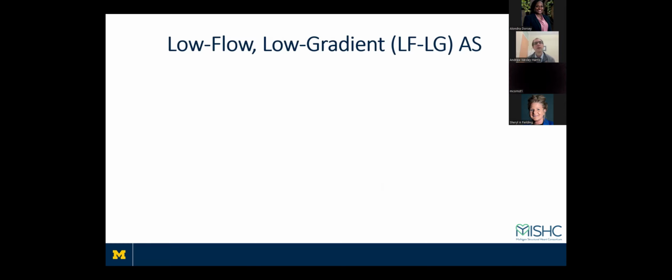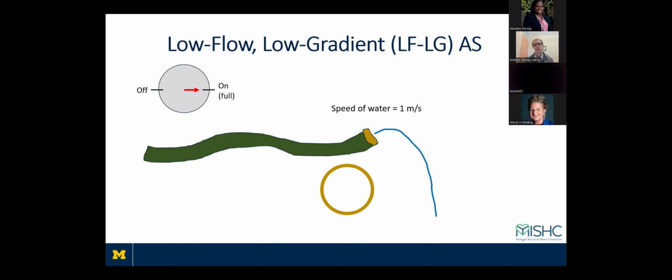So when I was initially learning about low flow, low gradient aortic stenosis, I found it to be a bit mysterious. And I think it is actually much more simple; understanding this over time, you realize that it's a fairly simple concept that I think all of us are already familiar with. I like to use the garden hose analogy here.